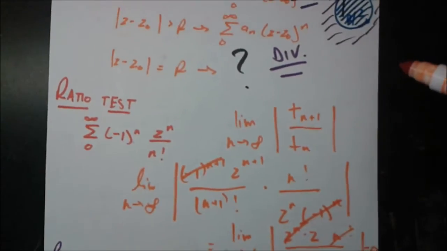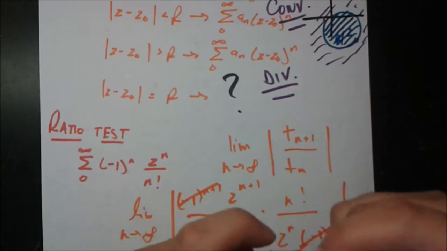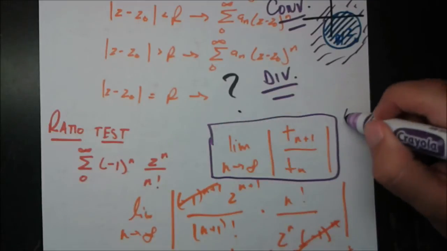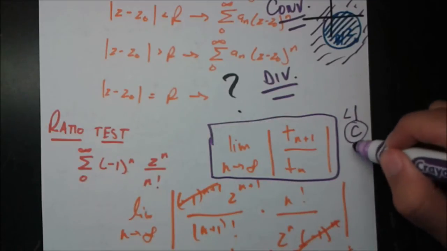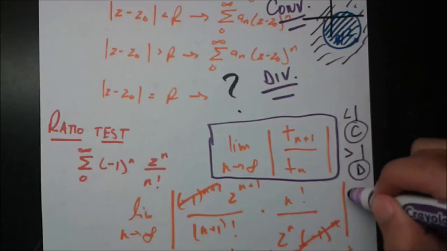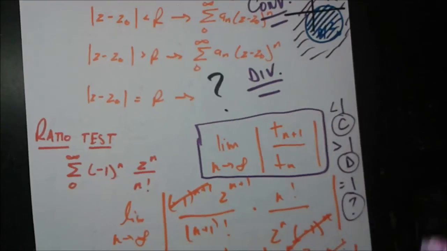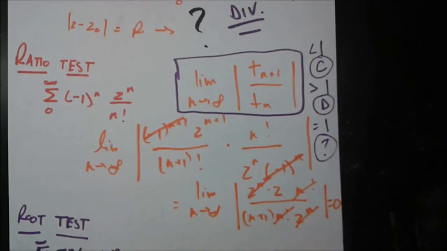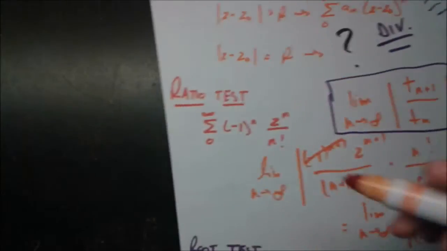And now, what does the ratio test say? The ratio test says that once we do this, if we get something less than 1, then it's convergent. If we get something greater than 1, then it's divergent. If we get equal to 1, questionable. We don't know. We have to use some other test. But in this case, we got 0, which is less than 1, so this is convergent.